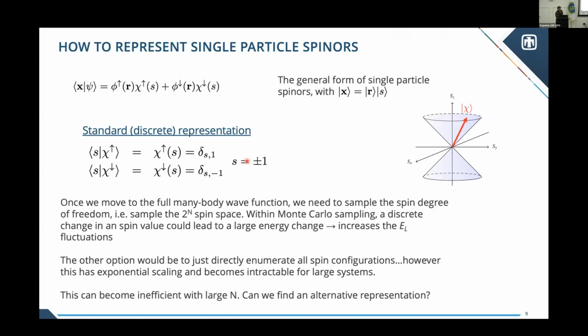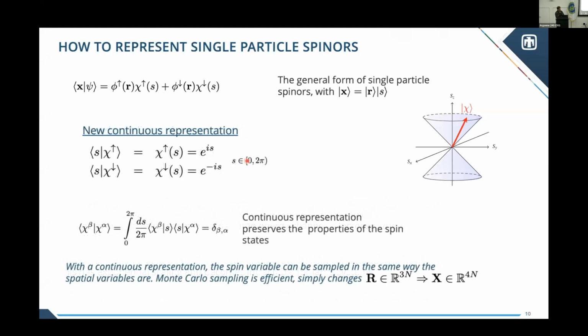The other option would be to actually just enumerate all possible spin configurations for your electrons. But if you think about that, that's a 2 to the n dimensional space. So you'd have to have 2 to the n spin configurations every time that you would explicitly sum over in your QMC. And of course, that's exponential scaling. That is bad. So can we find a better way to represent the spinors and represent the spin variables?